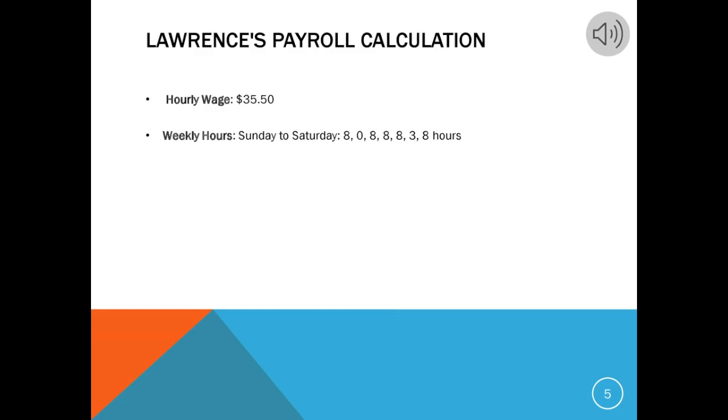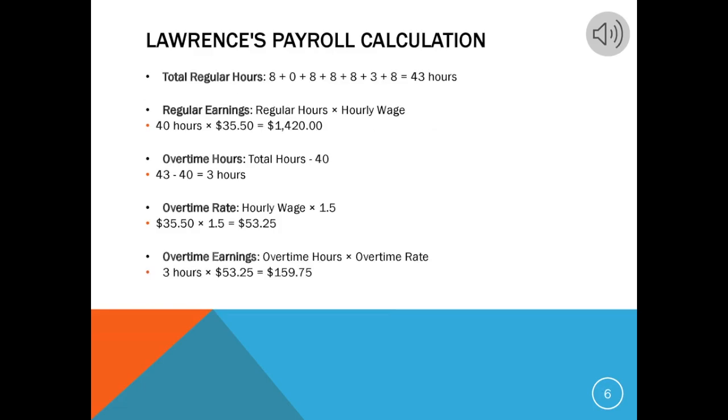$47.90. And then for the overtime rate, it's hourly rate times 1.5. So the hourly rate, $47.90 times 1.5 equals $71.85. And for overtime earnings, overtime hours times overtime rate, 2 hours times 71.85 equals 143.70.